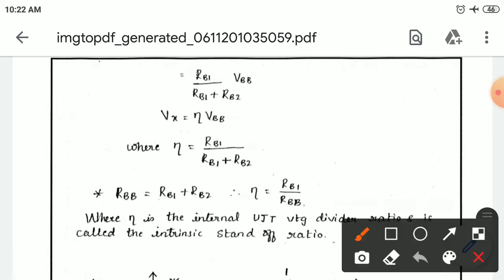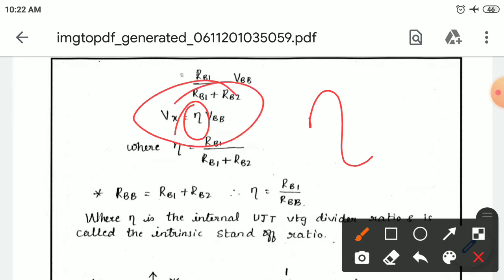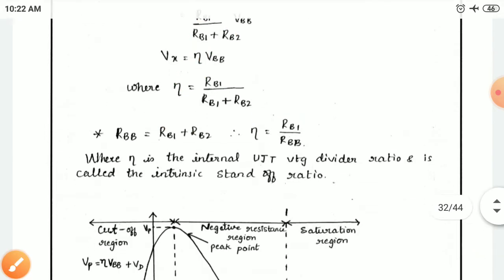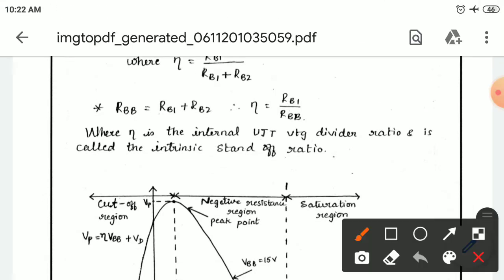This is the symbol which indicates the efficiency, the UJT ratio. RB1 divided by RB1 plus RB2 is called the UJT ratio. So Vx is equal to the ratio into VBB, where the ratio is RB1 divided by RB1 plus RB2. RBB is RB1 plus RB2, the sum of the resistance at base 1 and the resistance at base 2.